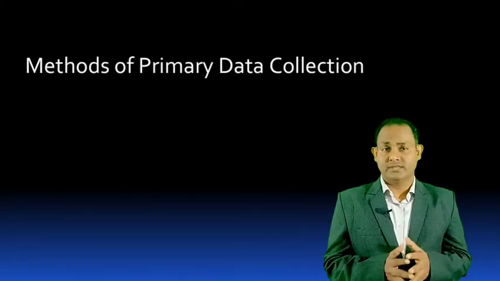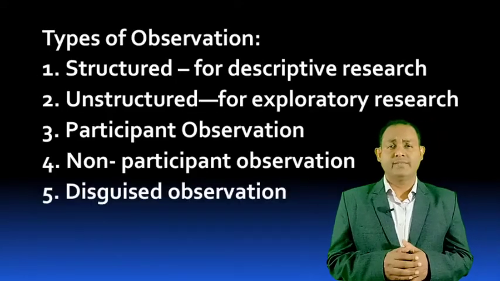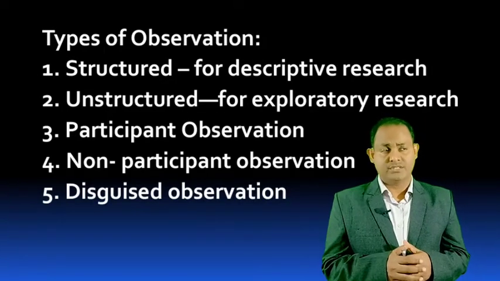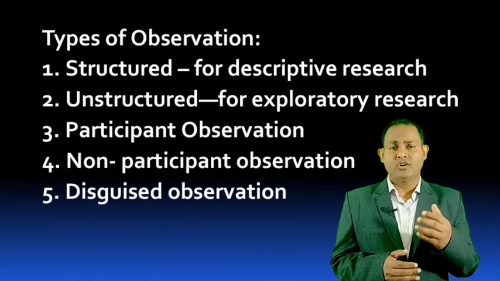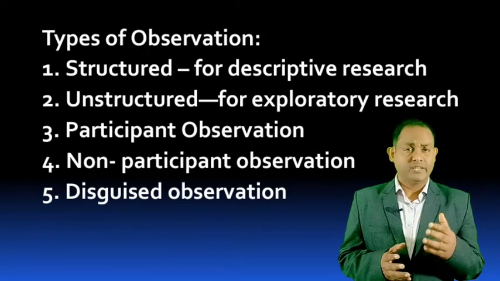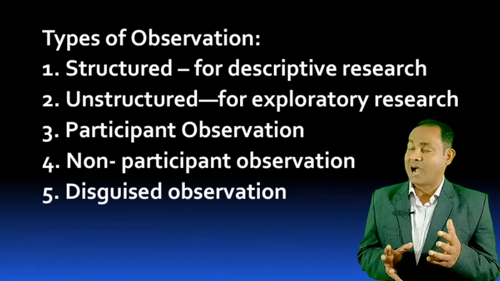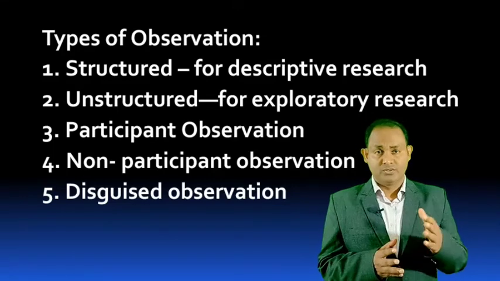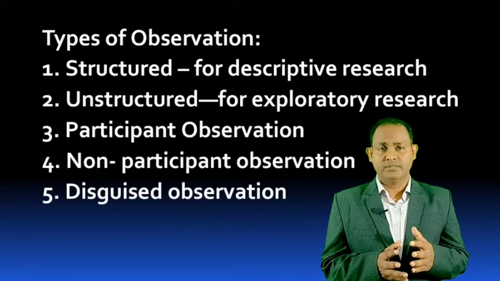Basically, there are many types of observation. You see here five types: structured, unstructured, participant observation, non-participant observation, and disguised observation. It is very important. Structured is for descriptive research, and unstructured is for exploratory research, and there are also participant observation and non-participant observation.